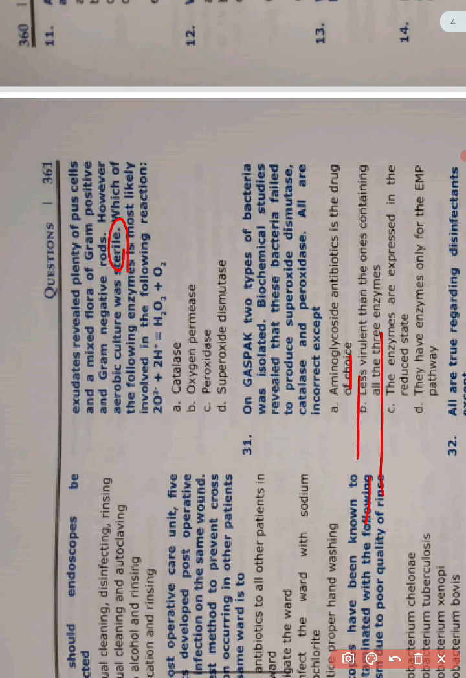Which of the following enzymes is most likely involved in the following reaction? This is the reaction, guys. So here you can see this is a superoxide, and it is giving peroxide and oxygen. So it will be superoxide dismutase.